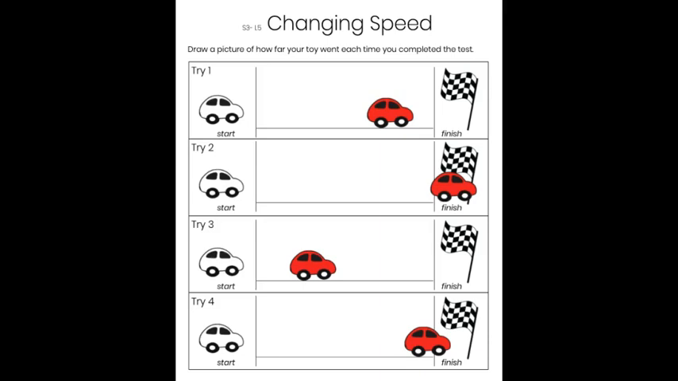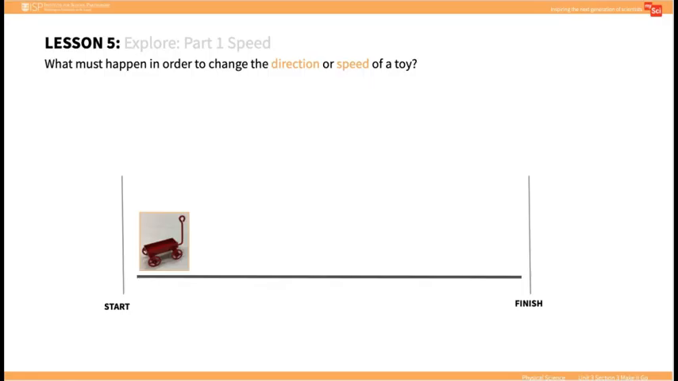Once students have made their toy reach one finish line, challenge them to reach another finish line. Point out that the toys might be traveling at different speeds. Ask students why this might happen.